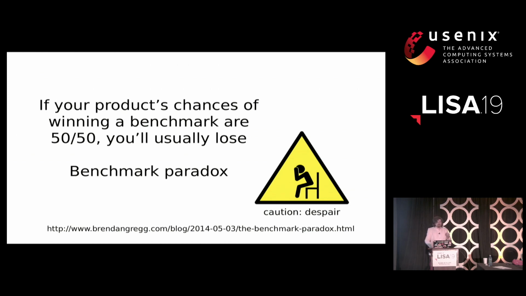As another example of explaining why benchmarking is so problematic, I said if your product's chances of winning a benchmark are 50-50, you'll usually lose. And the reason is, when you've got a product and you're convincing someone to migrate, they're not going to run one benchmark. They're going to run 3 or 4, and they expect it to win them all to justify moving. So if you've only got a 50-50 chance, and they roll the dice 3 times or 4 times, there's a greater chance they're not going to win all of them, statistically.